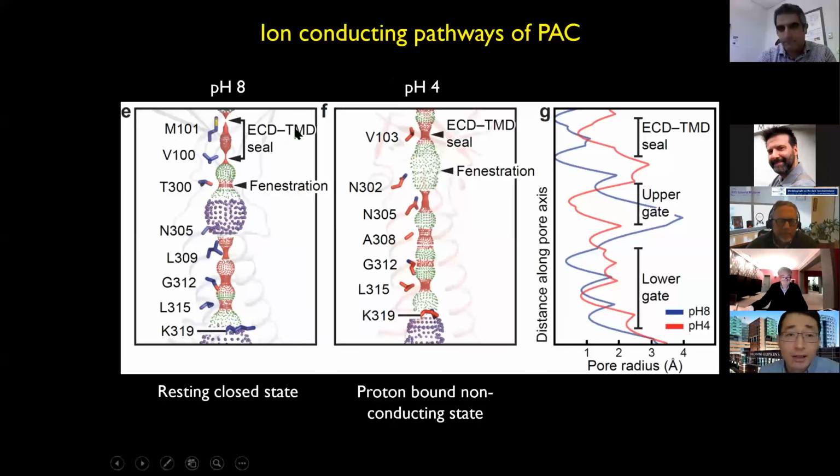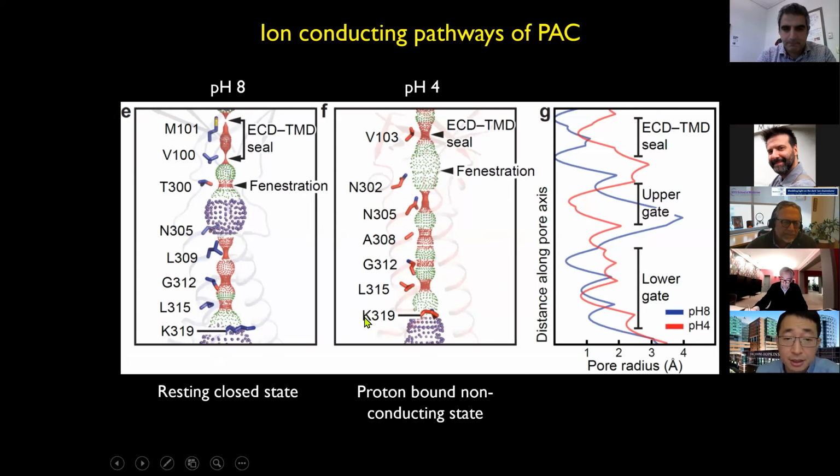So we looked at the ion conduction pathway. This is pH 8, a resting closed state, and by previous studies, we demonstrated TM2 is the main pore-lining domain, which is the case. In pH 4, although there's some opening up in some restrictions, overall it's still a non-conducting state. We speculate that this might be a desensitized or a pre-open state.